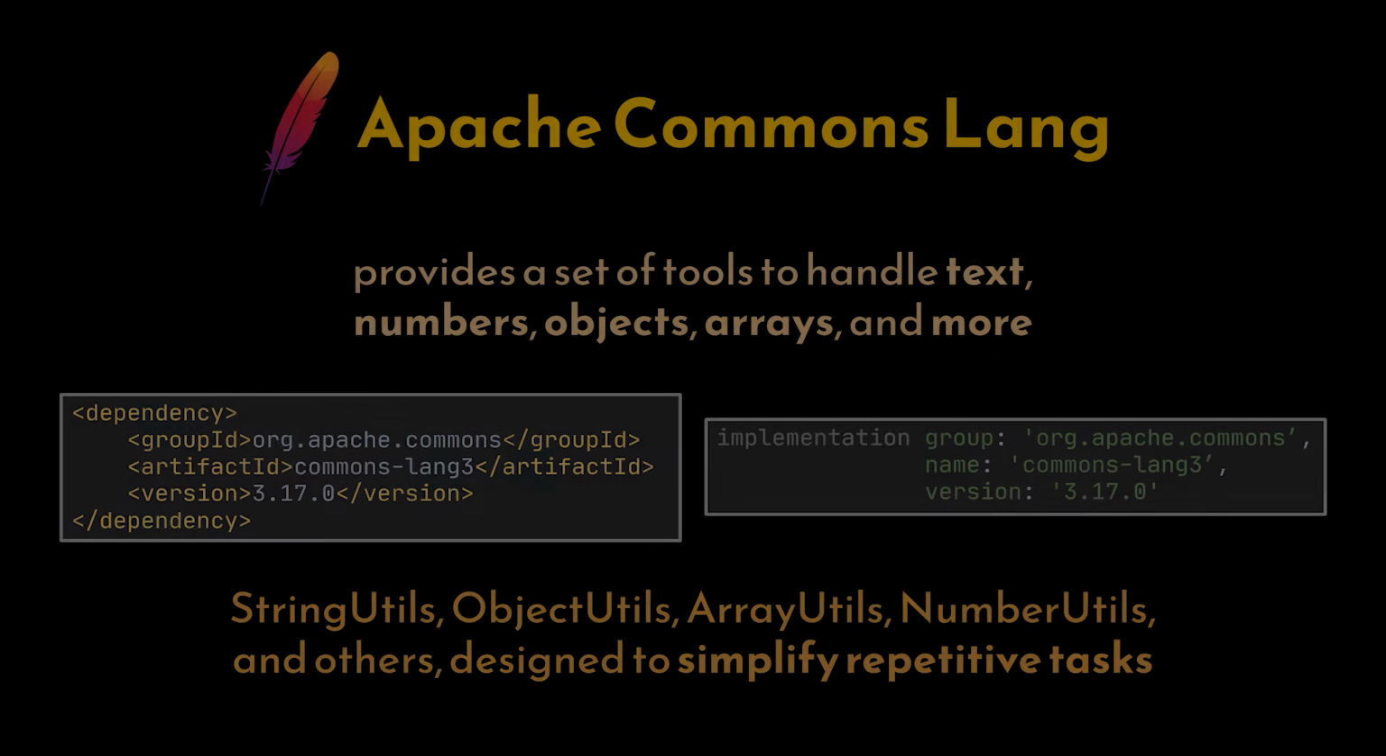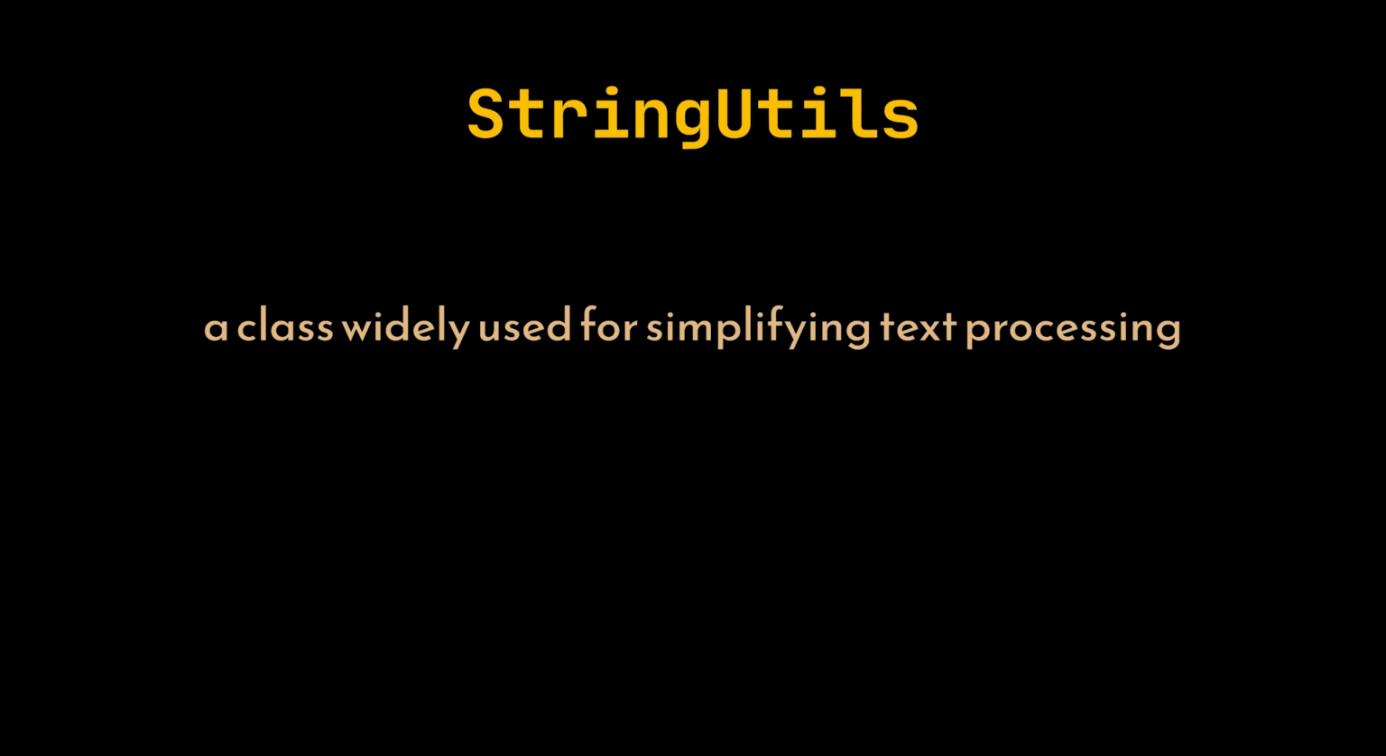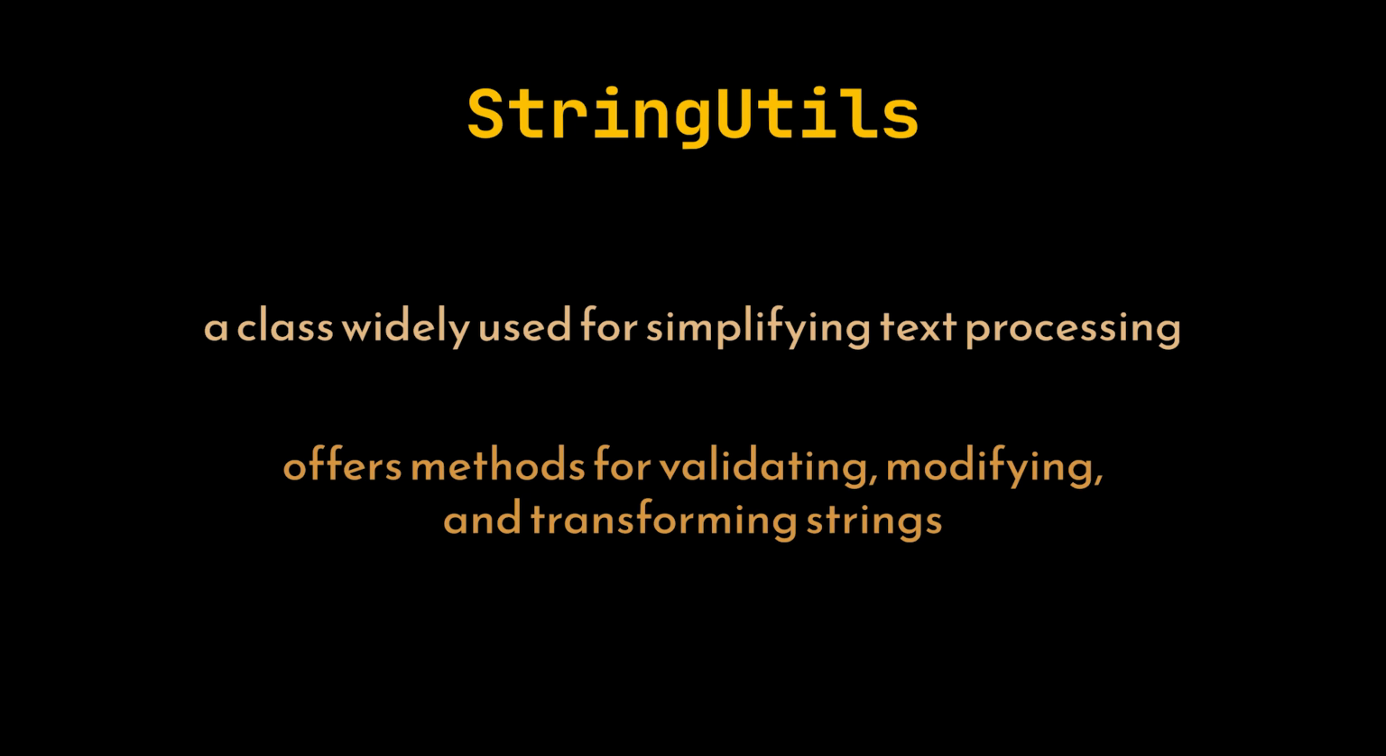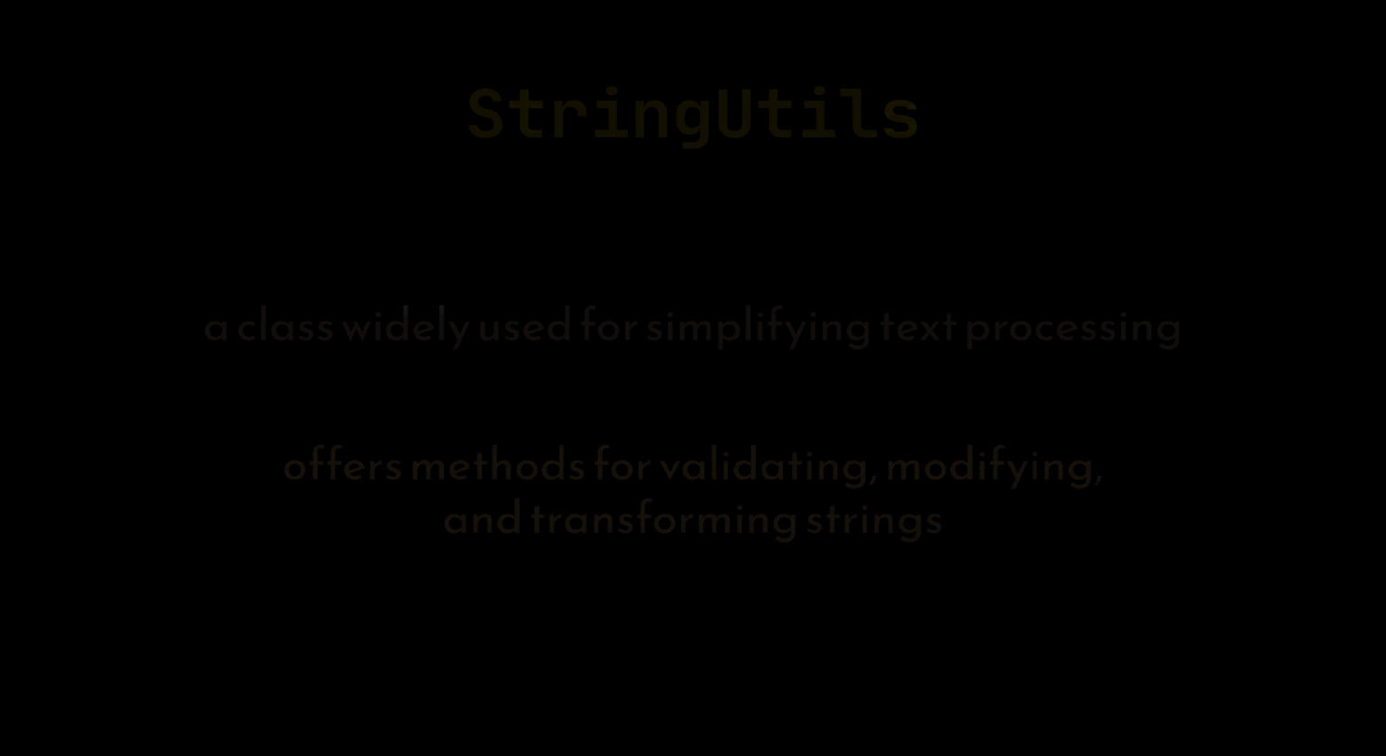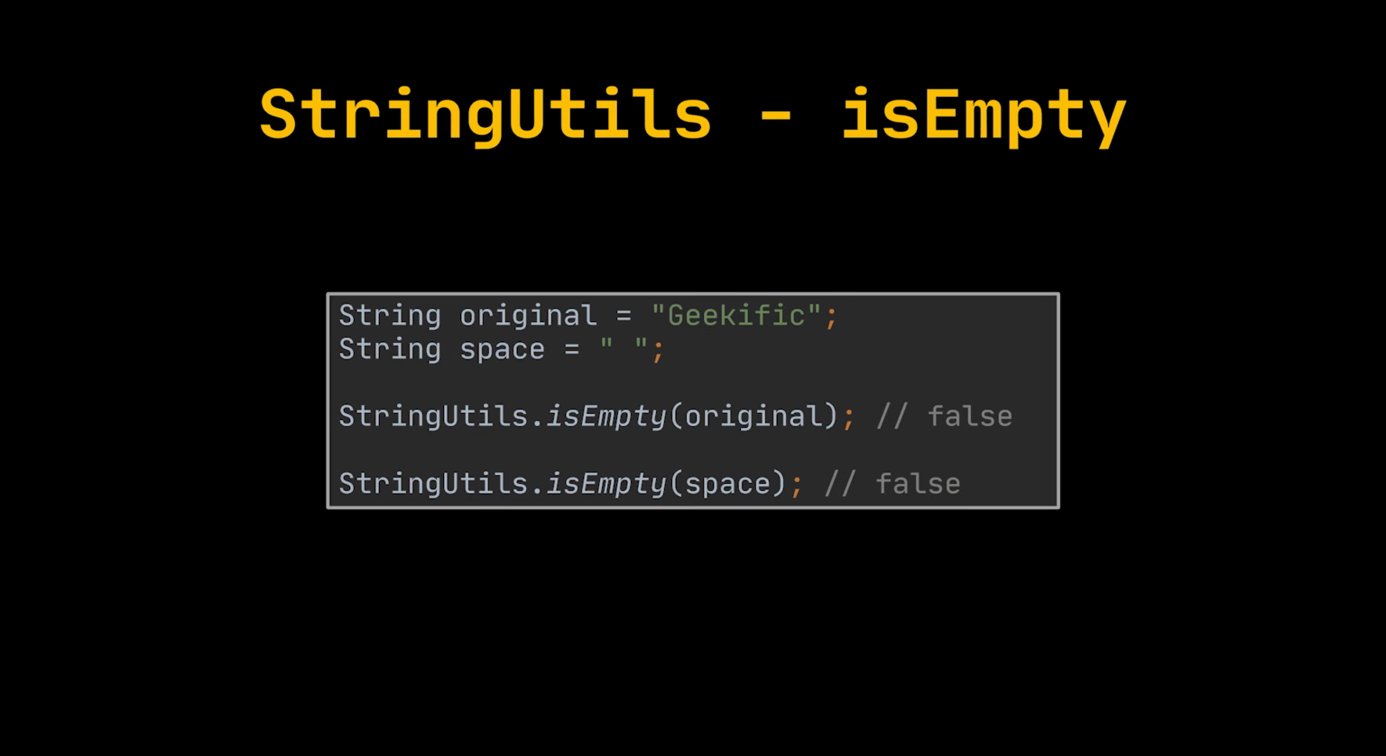coding tasks. Let's start with StringUtils, a class widely used for simplifying text processing. It offers methods for validating, modifying, and transforming strings. For instance, the isEmpty method checks if a string is either null or empty, making it easy to handle such edge cases. In a real-world example, calling isEmpty on an empty or null value would return true, while calling it on a string would return false.